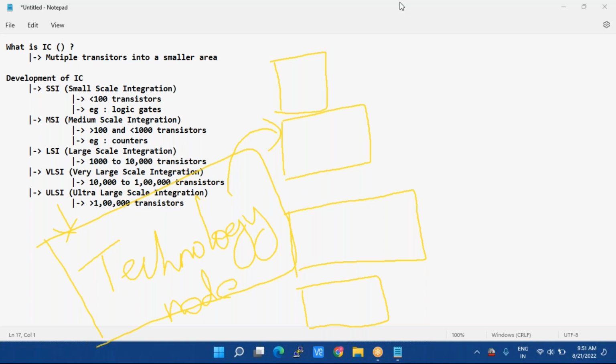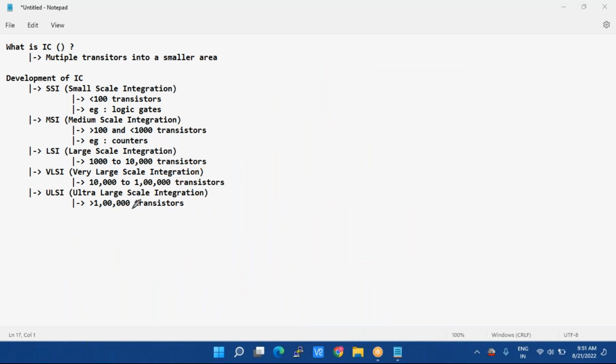Clear so far? Any questions? Vishal, a small question. By technology node, do we mean this 180 nanometer, 90 nanometer, like that? Yeah, so that is what we call technology node.